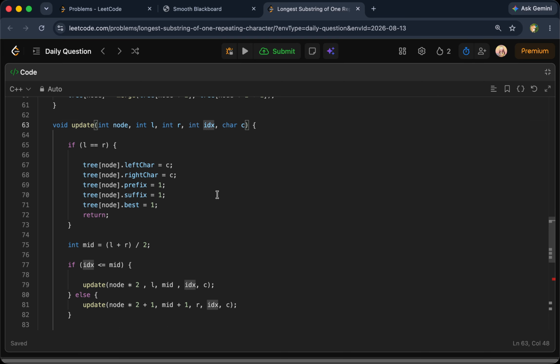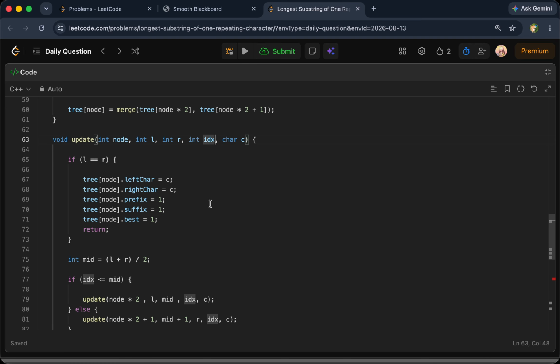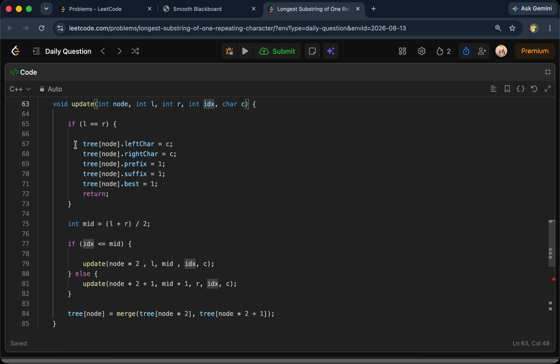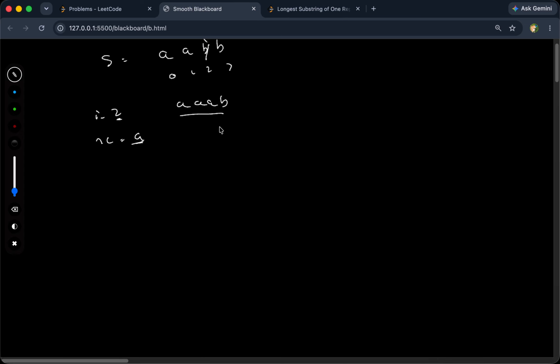So see, eventually we reach if left is equal to right, that means this node represent exactly one character. So one character, so we write this. Suppose index 2 is b, so we want index 2 with a, so the leaf originally stores b and we update with a. Since there is only one character, left character a and right character a, prefix is 1, suffix is 1, and best is 1.